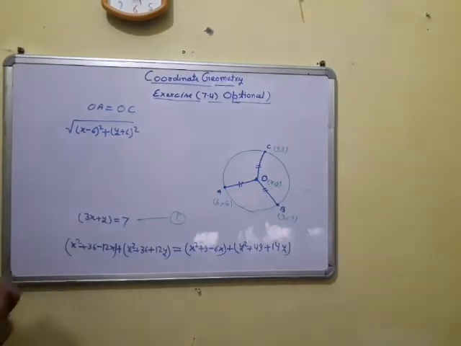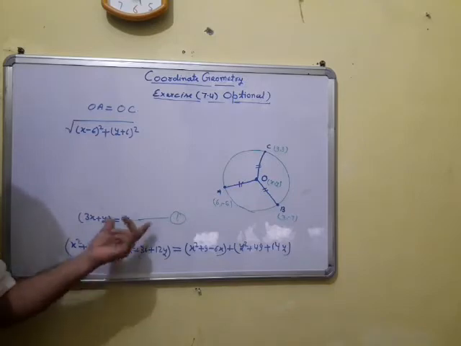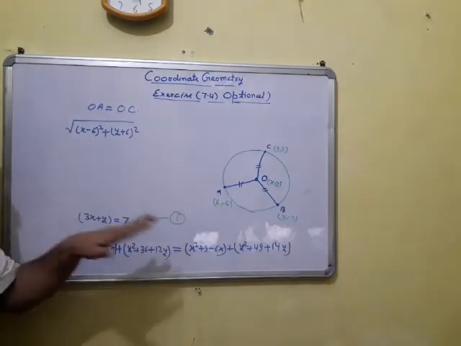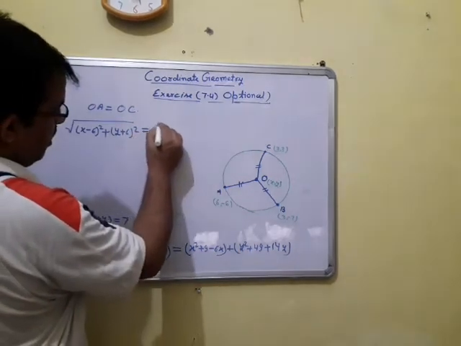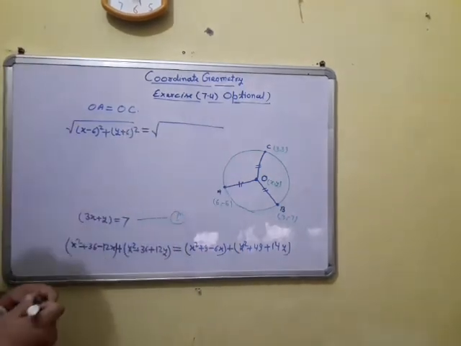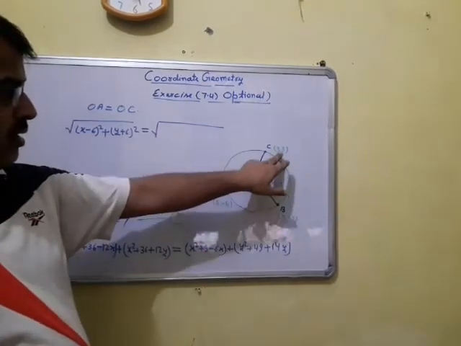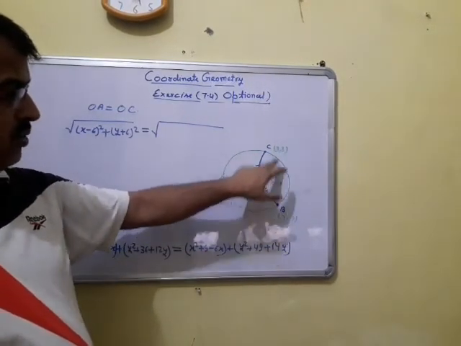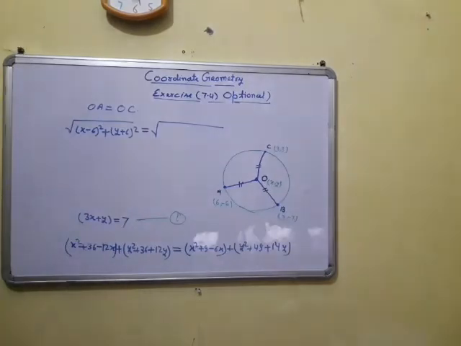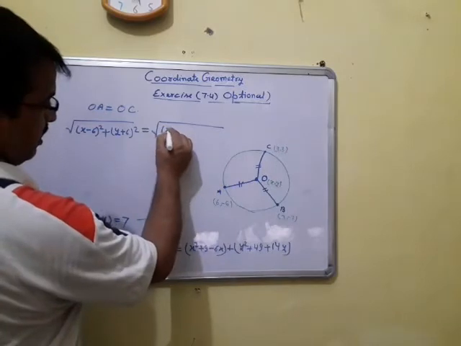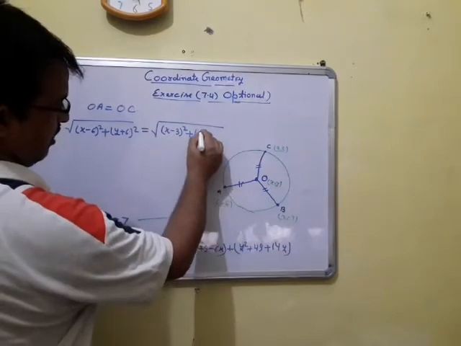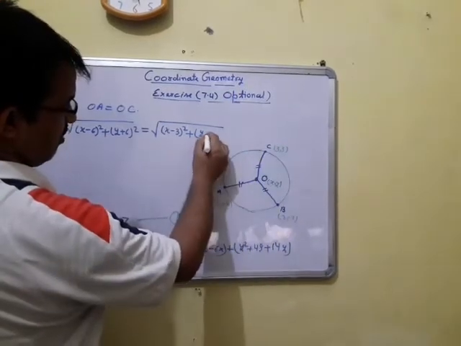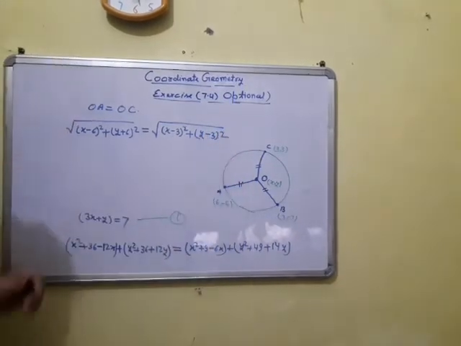So this is found in the first equation, and now it is equal to OC. Here this is x2 and this is x1, so what we get here is x minus 3 whole square plus y2, here y, and y1 here is given minus 3 whole square. This one is clear?